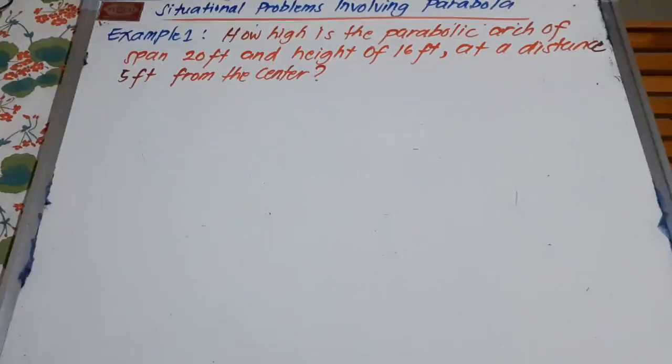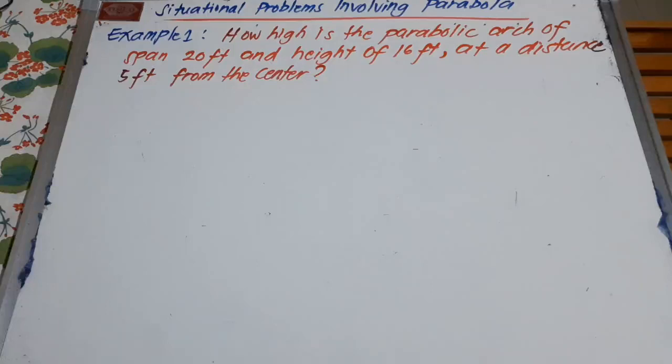Okay, in this video, you're going to learn how to solve situational problems involving parabola. And I'm going to give you two examples for this topic. Okay, we have example number 1. It says, how high is the parabolic arch of span 20 feet and height of 16 feet at a distance 5 feet from the center?